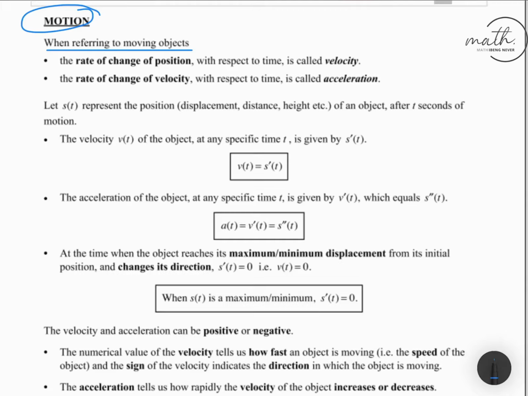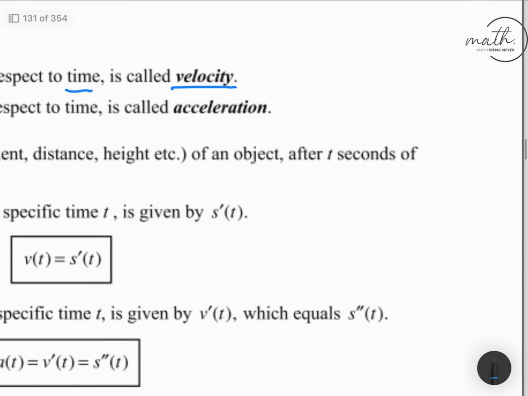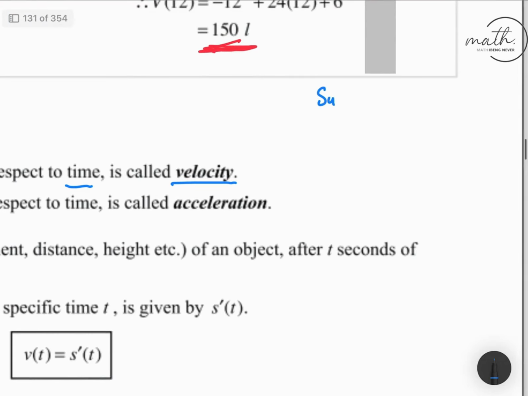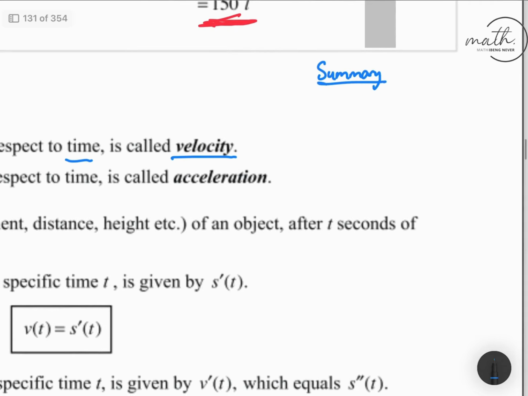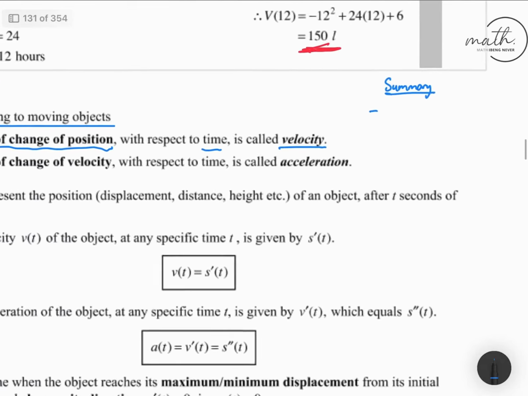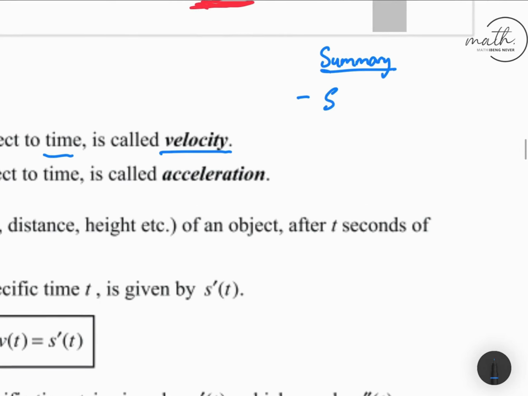First one, the rate of change of position with respect to time is called velocity. So what does it mean? I'll write a summary here. With our summary, you're going to be given something that talks about position, so let's say a formula like this. It talks about position. It means where something is.